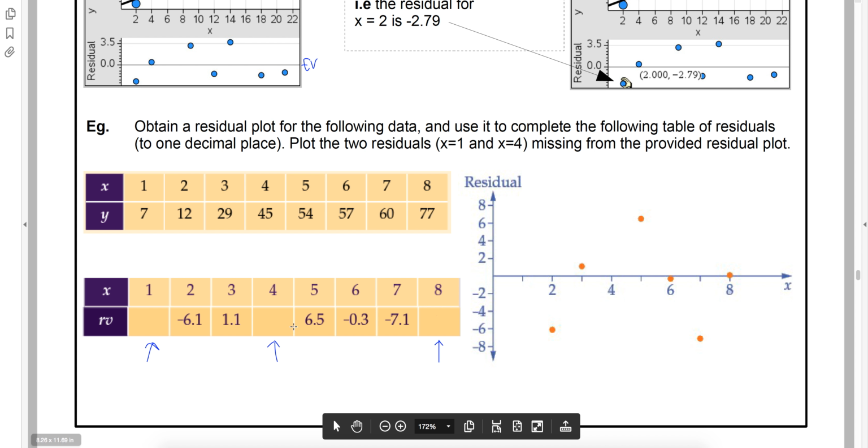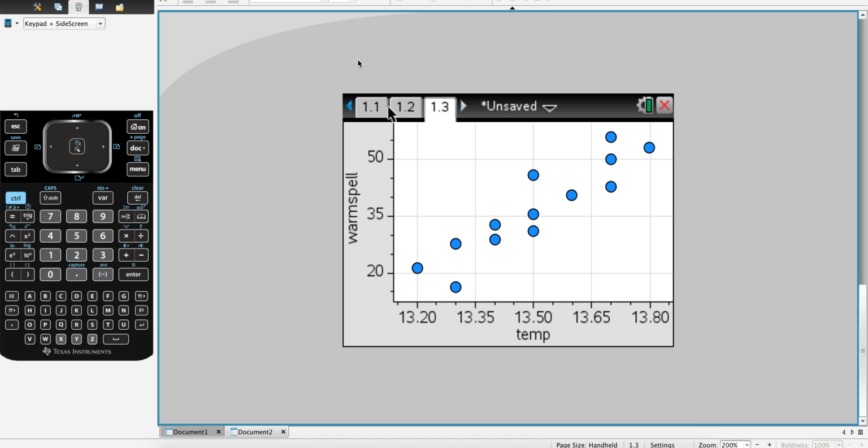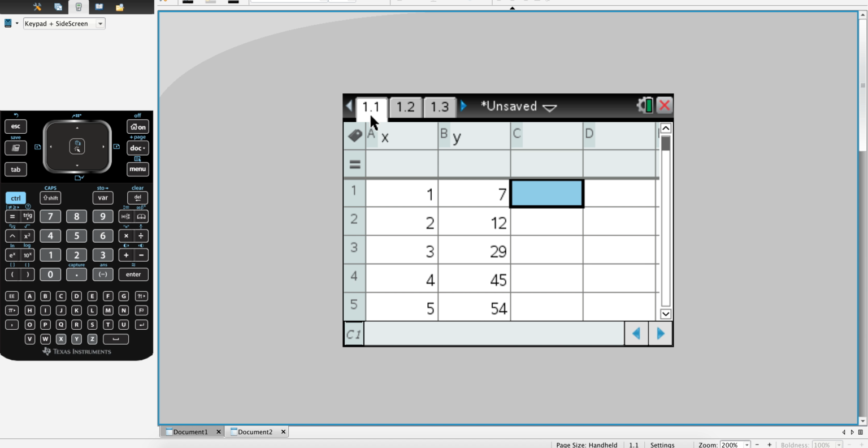So we're going to fill in these blanks, and we're going to plot these 2 residuals that are missing. So you'll need your calculator open for this, and my first step is to get that data into the calculator. Now I have already done it. I'll just go back to where it is. There it is there. And of course I'll just do a quick check that I've entered that in correctly once I find my page. Here it is.